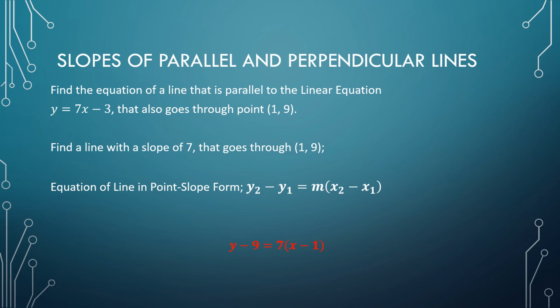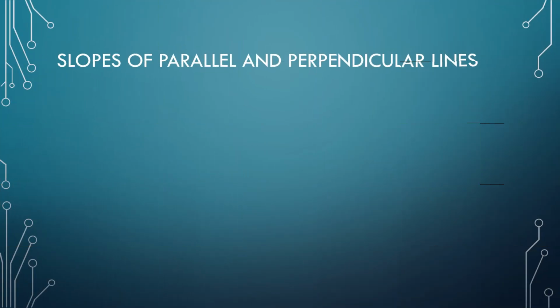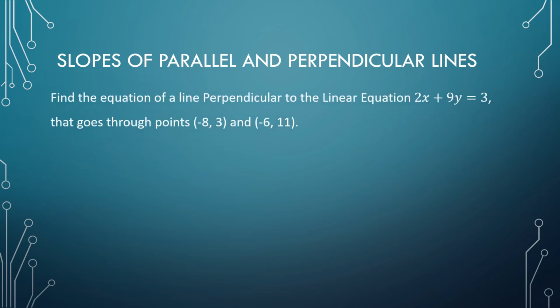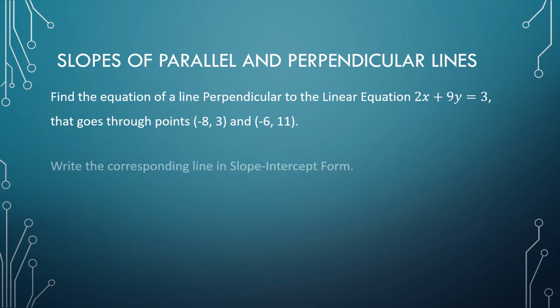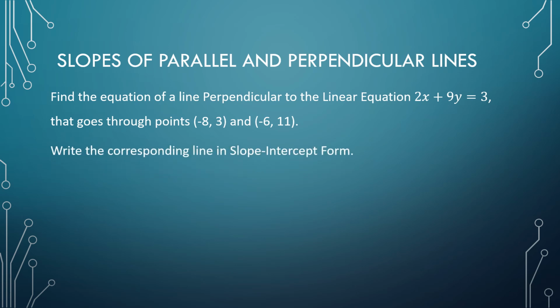Now for the challenge problem. Insert evil laugh here. Example 4. Find the equation of a line, perpendicular to the linear equation 2x plus 9y equals 3, that goes through points (-8, 3) and (-6, 11). Write the corresponding line in slope-intercept form.